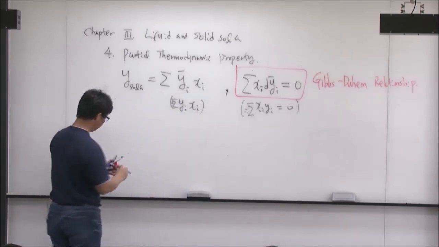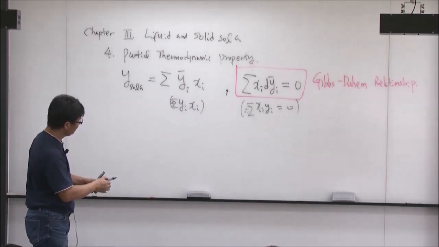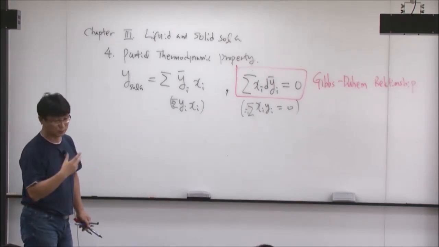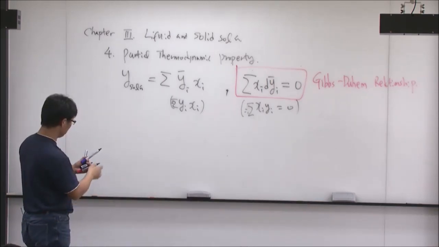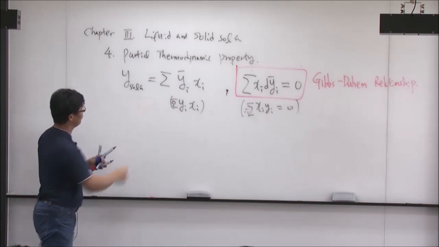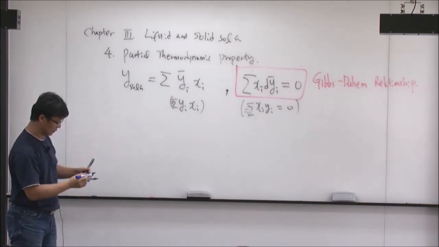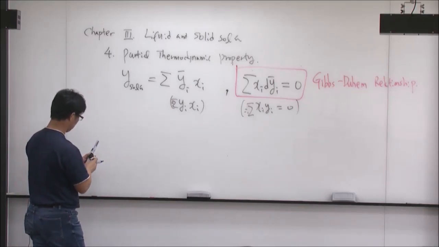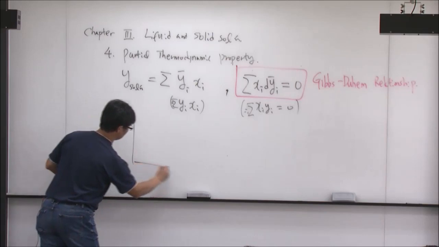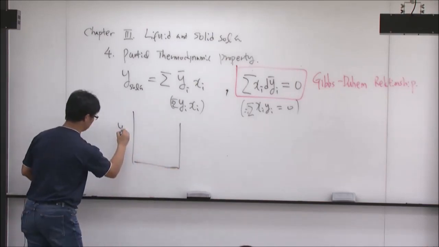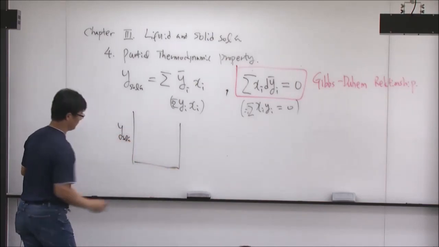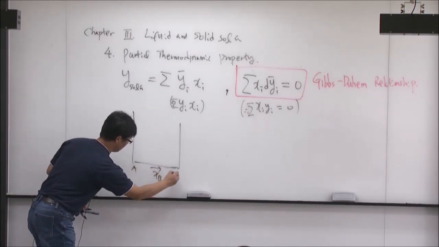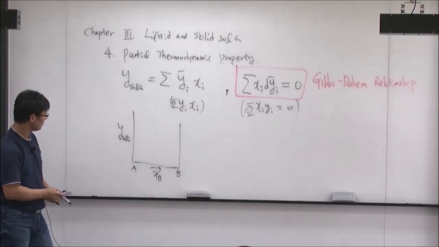So if I look at this one again, then I'm going to derive the modified Gibbs-Duhem relationship, which is the more applicable one. But before that, let's look at this one again. What's the meaning of this partial property? If you look at a graph like this, for example, let's assume this is Y of solution, and this is the composition xB. So A is here, B is here.